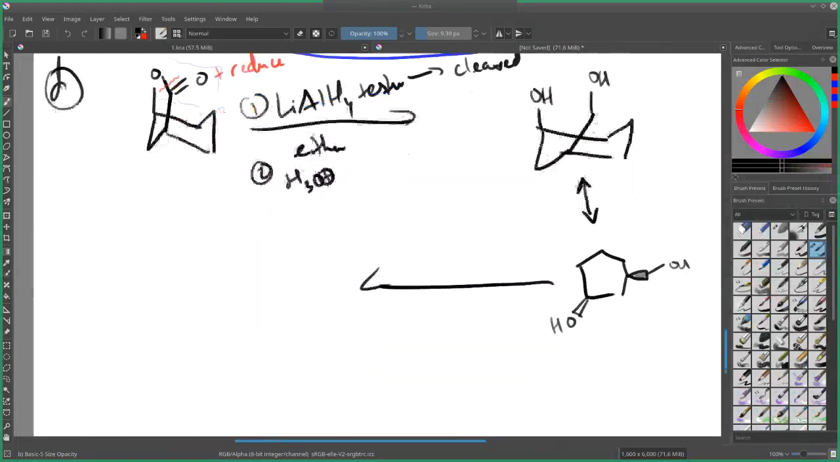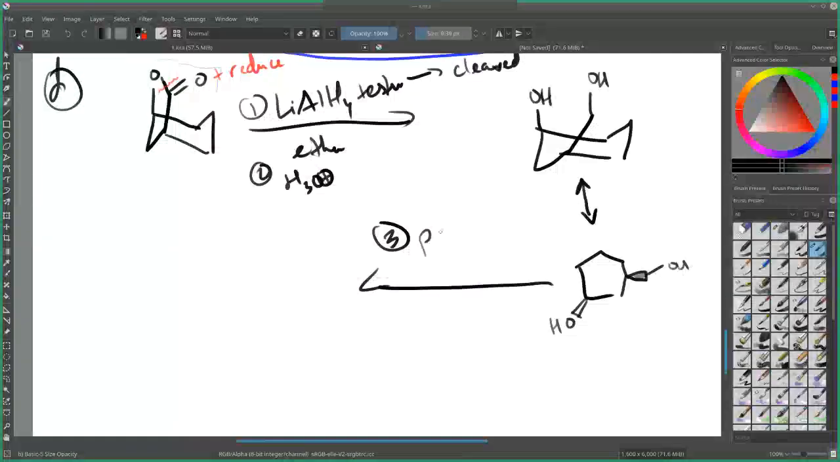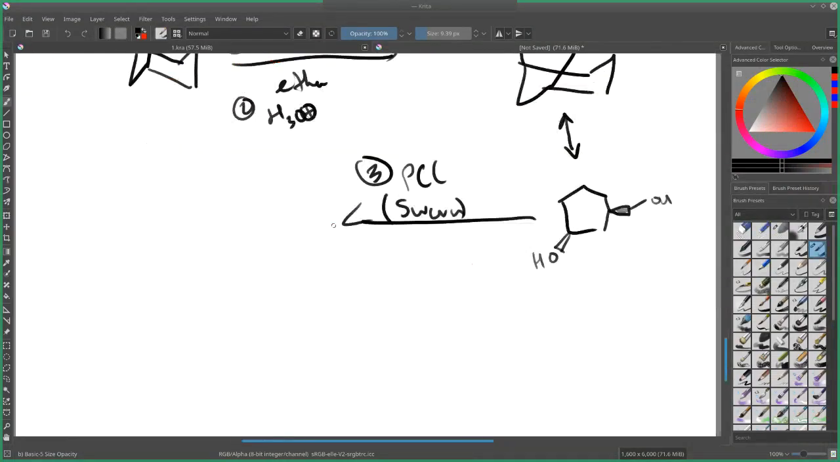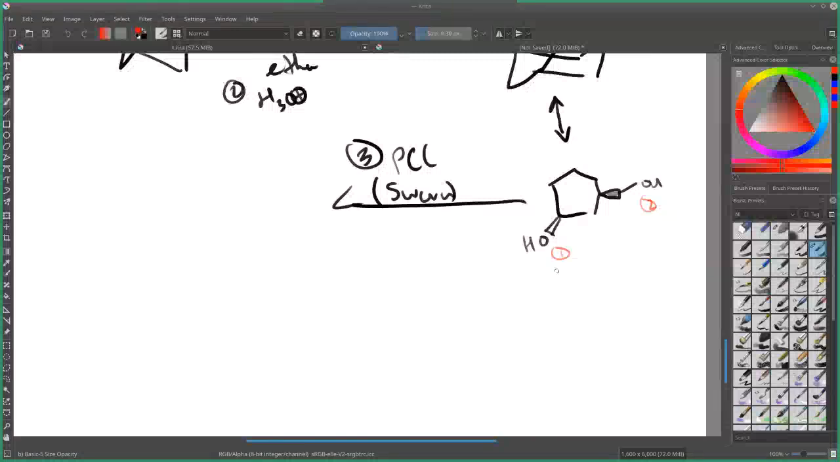And now step 3 is PCC. And chromium reagents aren't really a common thing, so how about we just say Swern as an alternative? Okay. So let's see. We have alcohol 1 and alcohol 2. So is it going to oxidize alcohol 1? Write in the chat if you think it's going to oxidize alcohol 1.